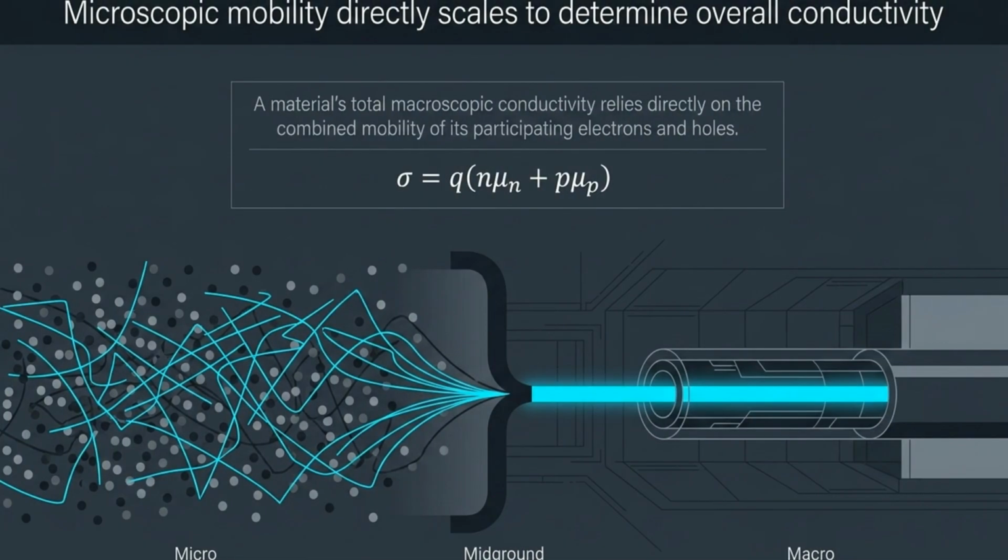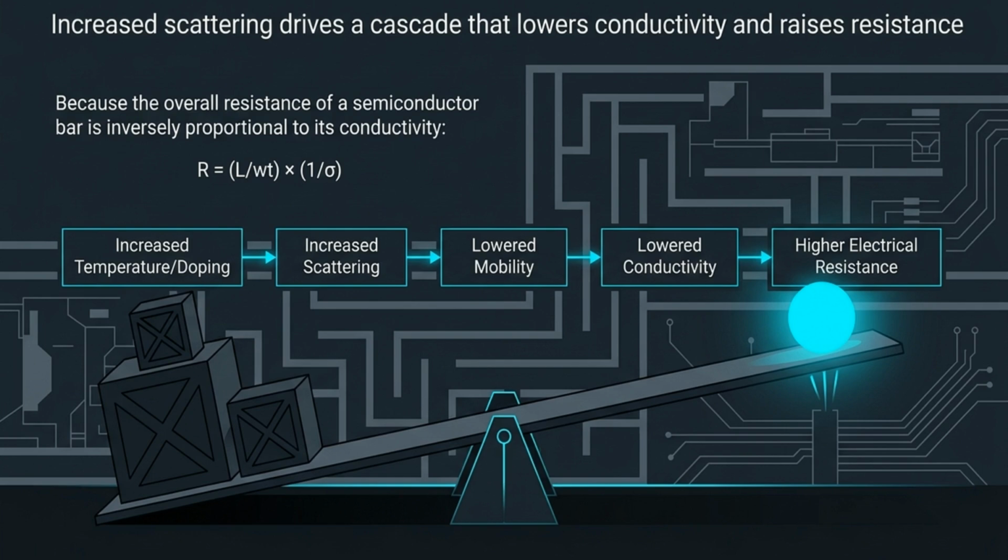A material's total macroscopic conductivity relies directly on the combined mobility of its participating electrons and holes. This relationship is quantified by the conductivity formula. Increased temperature or doping leads to increased scattering, which lowers mobility. This, in turn, lowers conductivity and results in higher electrical resistance.